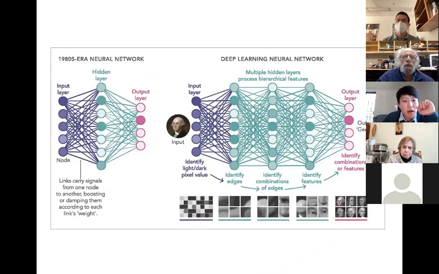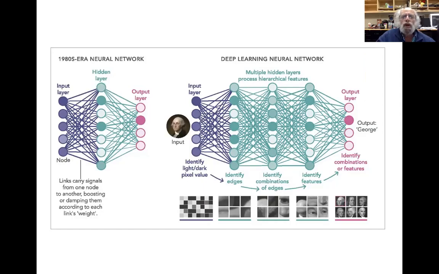Now, what is deep learning? Well, deep learning starts off with an input layer of data, and then it goes through hidden layers, and then there's an output layer. And in this inner layer, it abstracts various sub-things and then puts them together and gives you the output. Here's the case of the recognition of George Washington by a deep learning neural network. Essentially, it first identifies edges in the picture, then combinations of edges, then features, and then combinations of features, and then you get the output of George. So it's neural networks that are now of interest.